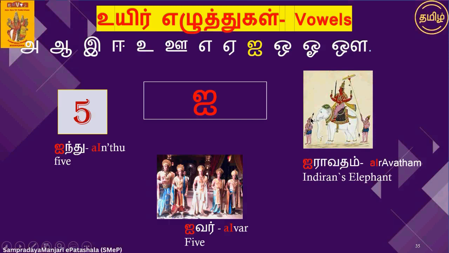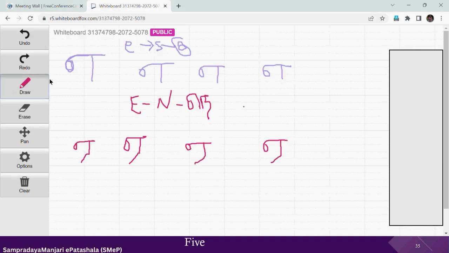ஐராவதம், the elephant of Indra. ஐராவதம், so A-I-R-A, capital I in the middle. ஐராவதம். ஐந்து, ஐ, ஐராவதம், ஐ, ஐவர், ஐ. Okay, we'll see how to write ஐ.